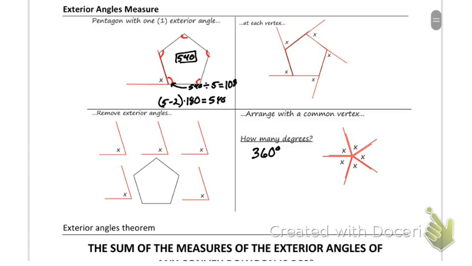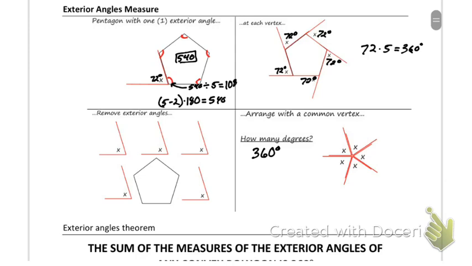108 degrees. All right, so if that's 108 degrees, then this one's going to be 72 degrees. And there are 1, 2, 3, 4, 5 of them. What is 72 times 5? It equals 360 degrees, so it does work. And it will work with any polygon.